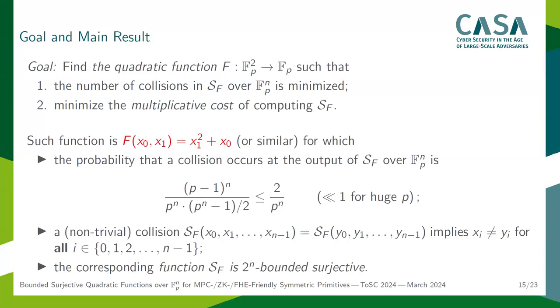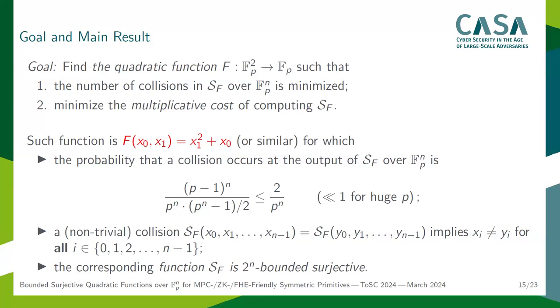And the function that satisfies these two conditions is quite simple. It's x1 to the power of 2 plus x0, or an affine equivalent of this, or x0 squared plus x1. We prove that the probability that you get a collision at the output is at most 2 divided by q to the n. So we don't have the exponent n here. Most interesting, if you look for a collision, then you can set up a non-trivial collision only in the case in which all components are different. So you really need that xi is different from yi for each index i. And finally, the corresponding function SF is 2n bounded surjective.